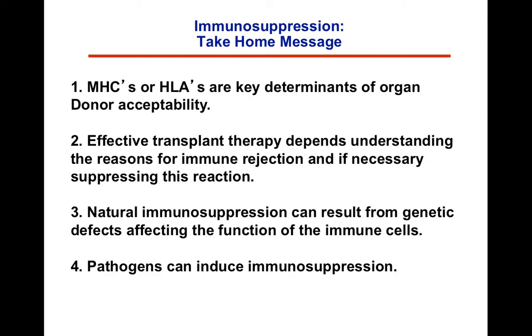And now what we want to do is look at a part of medicine that deals with the suppression of the immune response. There are basically four take-home messages for this. The first is that MHCs, which have another name, HLAs, are key determinants of organ donor acceptability. Two, effective transplant therapy depends on understanding the reasons for immune rejection and, if necessary, suppressing this reaction.